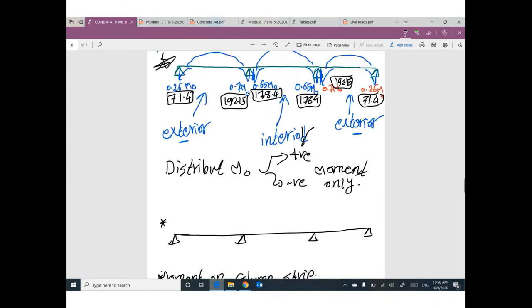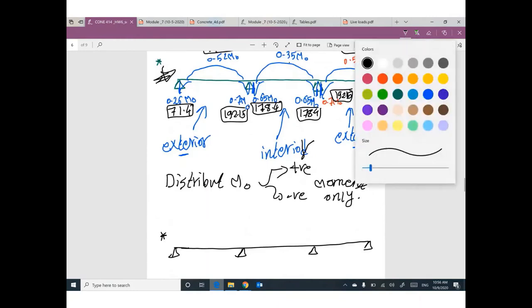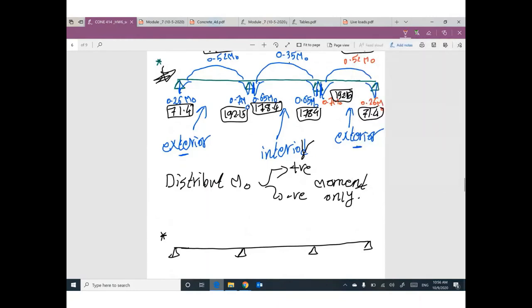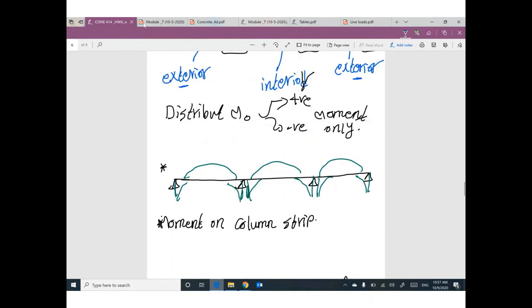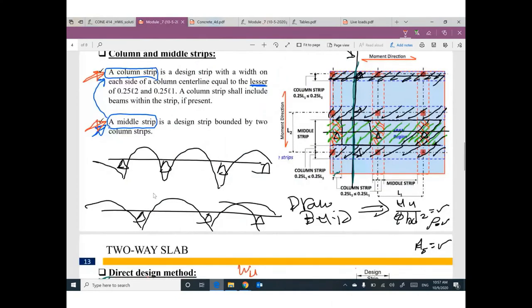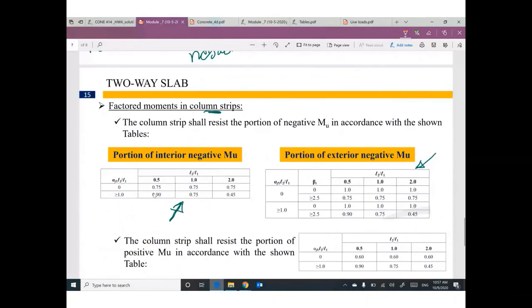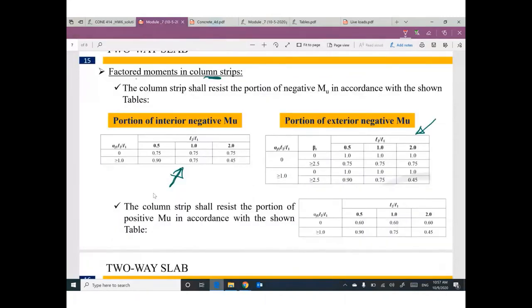Your moment on the column strip will be the same shape: negative, negative, positive, negative, negative, negative, negative, positive, and positive. How can I distribute this positive and negative moment to get the column strip moment using this slide? Factor the moment in column strip.